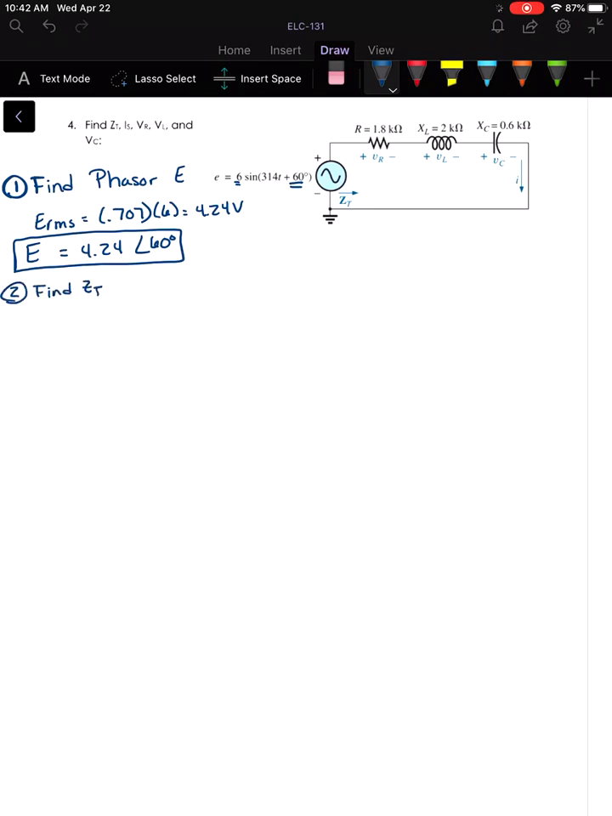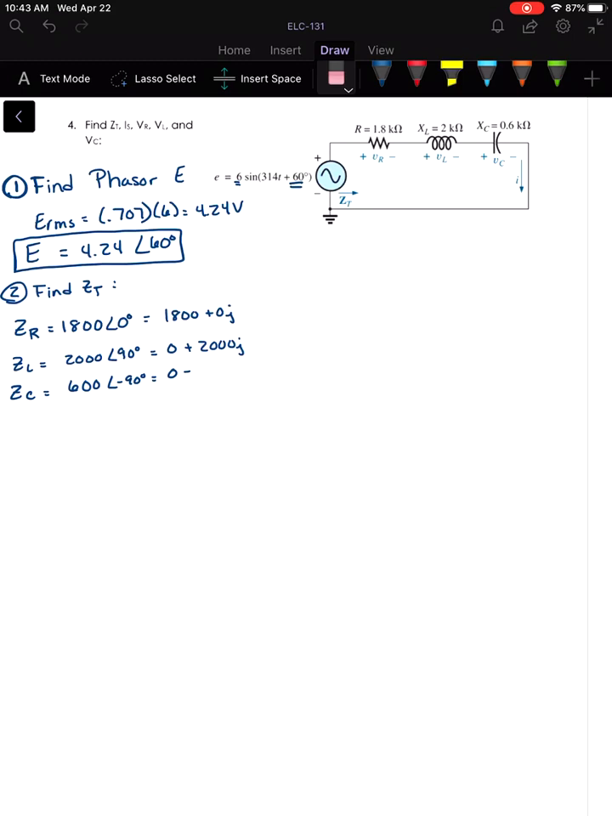Okay, part 2, we want to find our total impedance, so we're going to have to find the impedance of each of our elements one by one. So the impedance of my resistor is 1.8K. I'm going to go ahead and write it as 1800 at 0 degrees, or 1800 plus 0J. The impedance of the inductor is 2000 at 90 degrees, or 0 plus 2000J. And the impedance of my capacitor is 600 at negative 90 degrees, or 0 minus 600J.